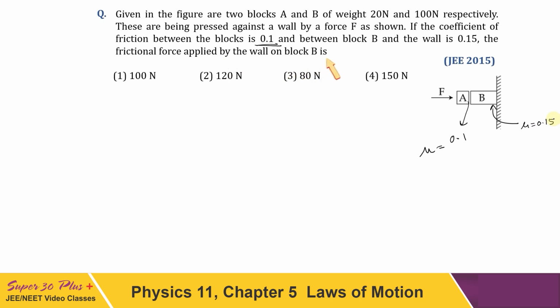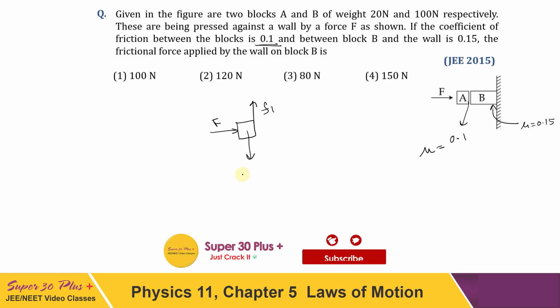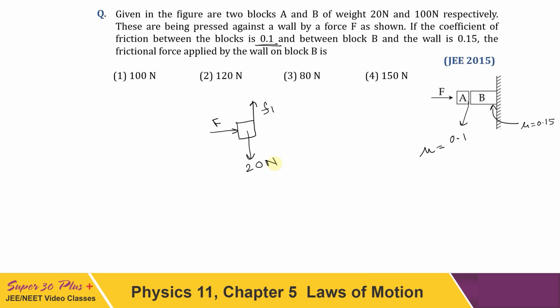Now if we write the free body diagram for block A, what forces are there? This is the external force, then the friction. Of course it will try to slide down due to its weight, so an upward force has to be there, that has to be friction. Weight is there in the downward direction, 20 Newton vertically downward. And one normal force by B on A, which I have written as N1.